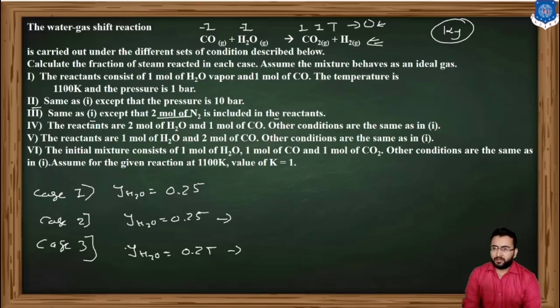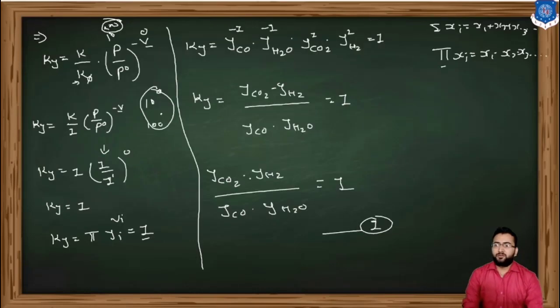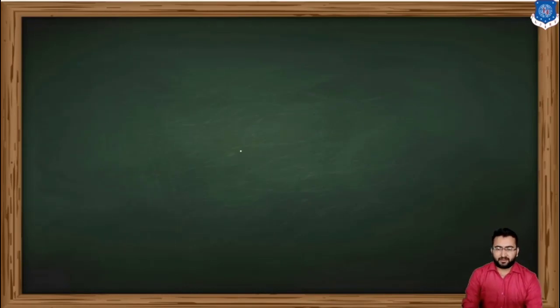Now in the fourth case, the reactants are 2 moles of H2O and 1 mole of CO. Other conditions are the same as case 1. What is going to change? In case 1, it was 1 mole of H2O and 1 mole of CO, whereas in this case it is 2 moles of H2O and 1 mole of CO. So all the equations are going to change, and we have to make the equations again.